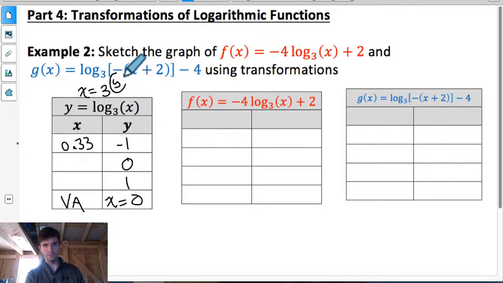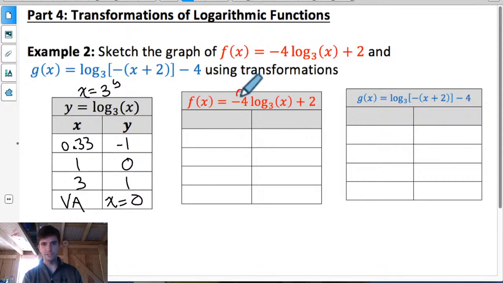Plug 0 in for y, 3 to the 0 is 1, so that tells us x would be 1. And 3 to the 1 is 3, so x would be 3. So for logarithmic functions, choose values for y, calculate x. And now the rest of the question is the same. Just do our a, k, d, and c transformations to the points of that parent function.